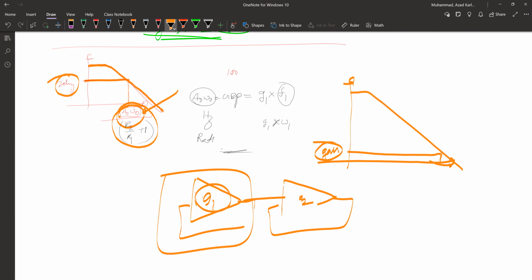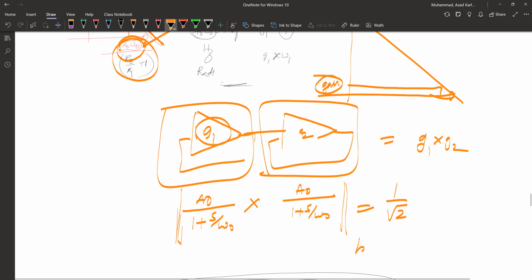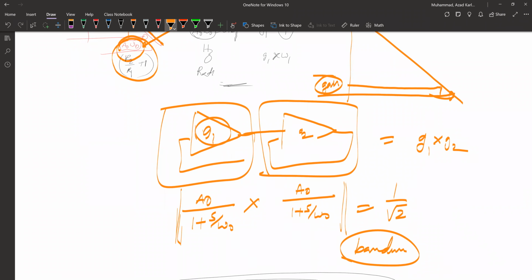If the first setup has gain G1 and the second setup has gain G2, the final gain will be G1 times G2. And if you multiply the transfer functions, say the transfer function of this is A0 over 1 plus S over omega naught, and the transfer function of this is also A0 over 1 plus S over omega naught, and you multiply them, find the gain, and equate the gain to 1 over square root 2, you'll find the 3 dB frequency, and the 3 dB frequency will be your bandwidth, correct? So you'll see that the bandwidth will be higher and the gain will also be higher. Okay, so that's the takeaway from gain bandwidth product.